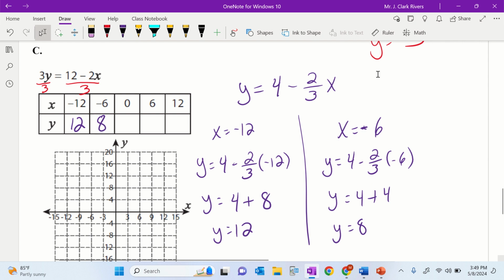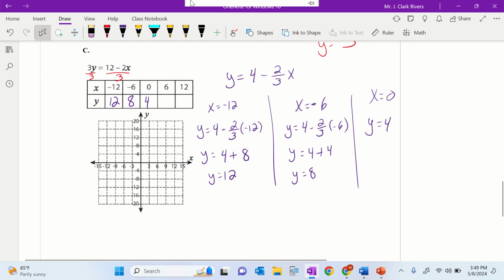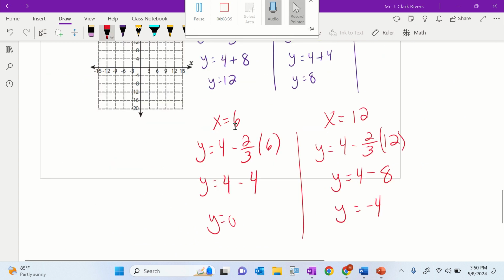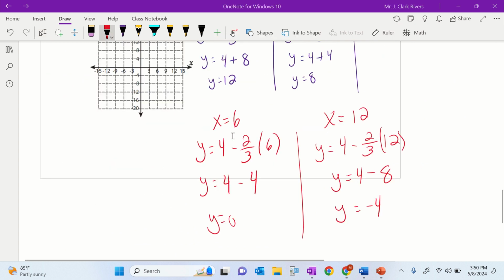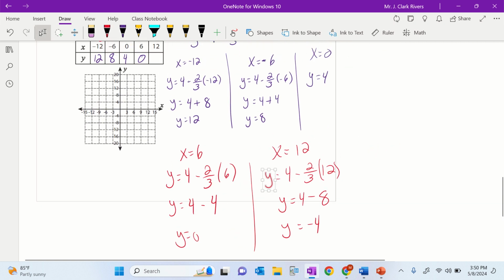We can probably do 0 mentally, right? So when x equals 0, what's 2/3 of 0? It's 0. So we get 4 minus 0, which is just 4. When x is 0, y is 4. And then x equals 6 and x equals 12. When x equals 6, that's y equals 4 minus 2/3 of 6. A negative times a positive is a negative. 2/3 of 6 is 4. So we end up with 4 minus 4, which is 0. So when x equals 6, y is 0.